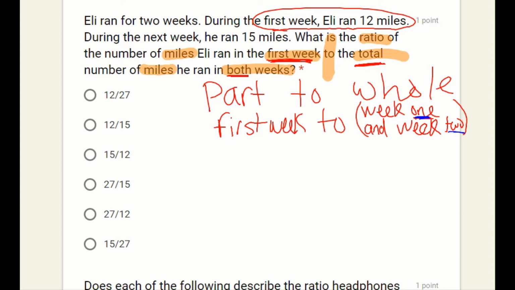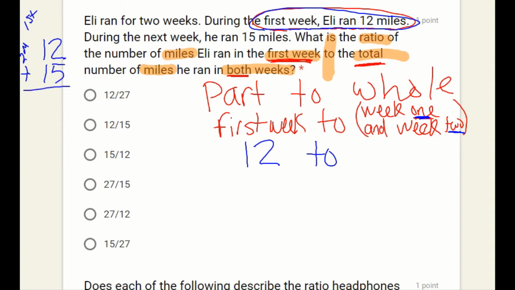And then I need to get my numbers. So for the first week, it says right here, Eli ran 12 miles. So I'm going to put 12 under the part for the first week. And then for the whole, I need to figure out the first week and the second week together. So I have to combine the 12 miles from the first week plus the 15 miles from the second week. And that's how I end up with 27. So the ratio is going to be 12 to 27.